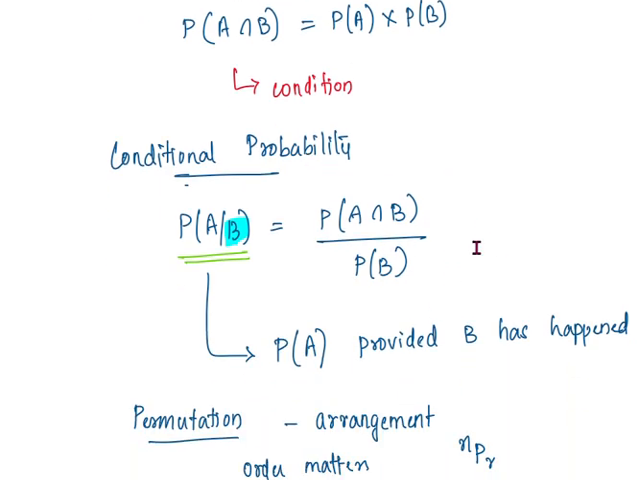Now comes the conditional probability, which is P of A given B. When they write it like this, B has already happened. So what this means is the probability of event A given B has already happened. So how do we find the probability of that? It is P of A intersection B divided by P of B.